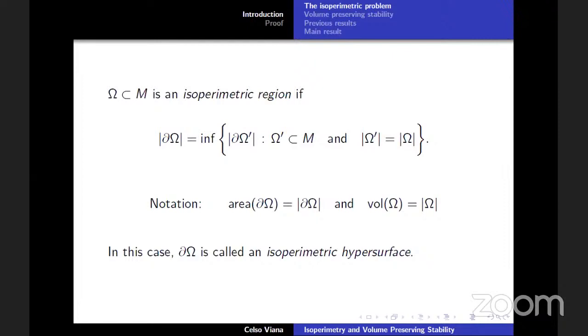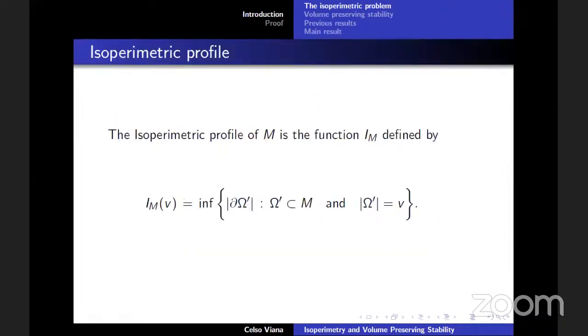Another important object in this discussion is the so-called isoperimetric profile, which is just the function that associates to each volume the area of the corresponding isoperimetric hypersurface. In other words, what we want to do is just to describe this function and show what it looks like, for example.